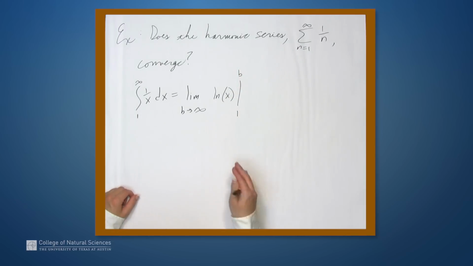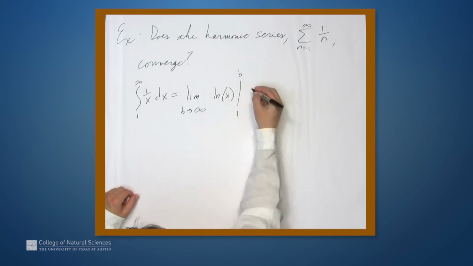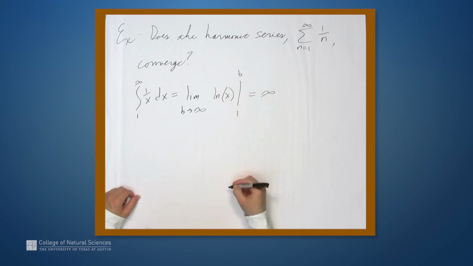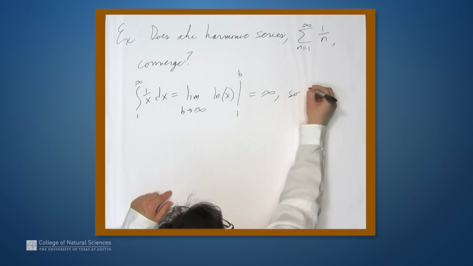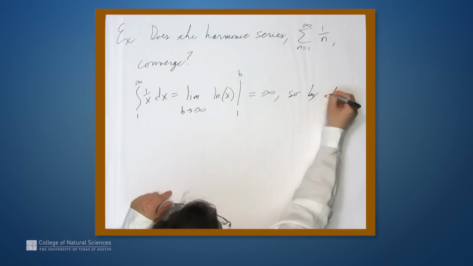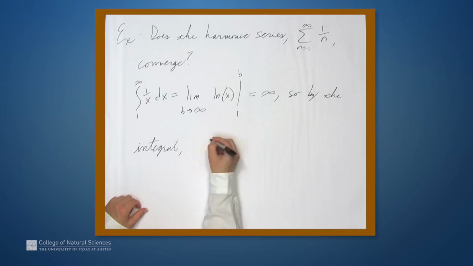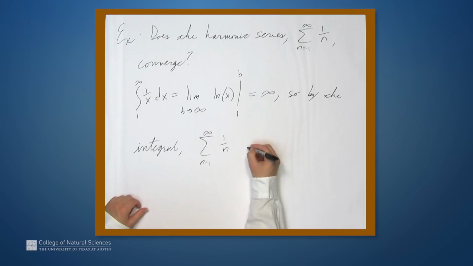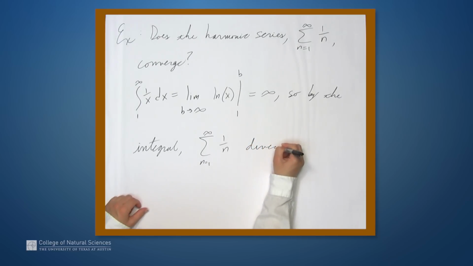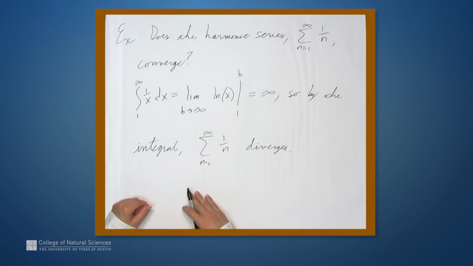So this is the limit as b goes to infinity of the natural log of x evaluated from 1 to b. Now, natural log of 1 is 0. Natural log of b as b goes to infinity gets larger and larger. So this thing equals infinity. Therefore, by the integral test, the sum from n equals 1 to infinity of 1 over n diverges. Right? This sum diverges because the associated integral diverges. Let's look at another example.